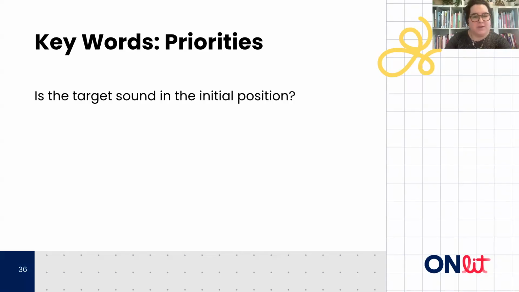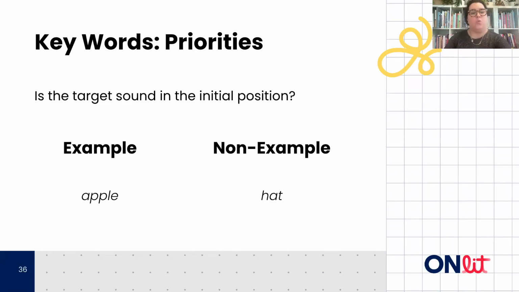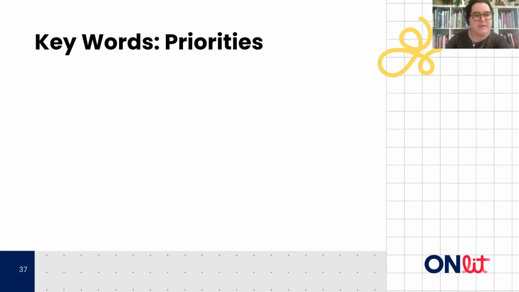So the first thing we wanted to do, we really wanted to make sure that the target sound was in the initial position. It was the first sound in the word. So for example, we chose apple for short A. We did not choose hat for short A because in order to use hat, that would have required additional segmenting, right? Kids would have had to go hat, as, at, to catch that in the medial or middle position. So we wanted to prioritize the initial position.